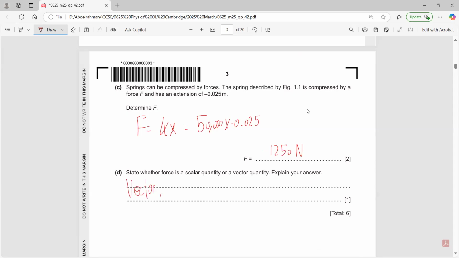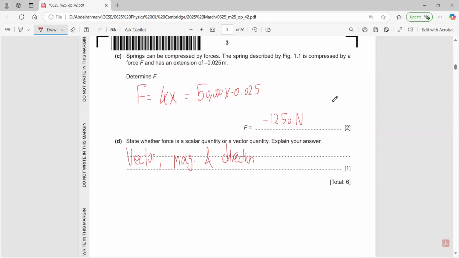Why is it a vector quantity? Because it has a magnitude and direction. But the negative force means that it's in the opposite direction. That's why we are compressing this spring.